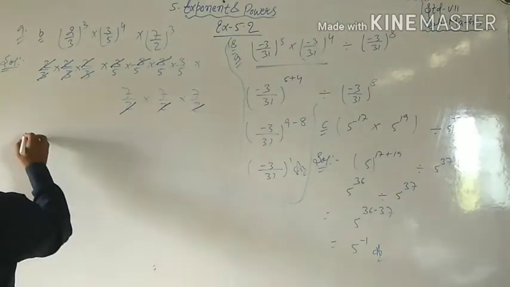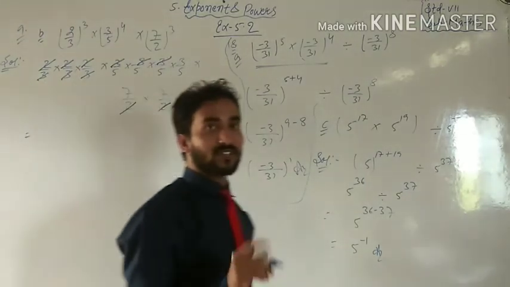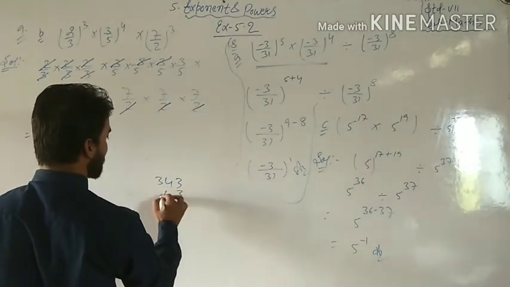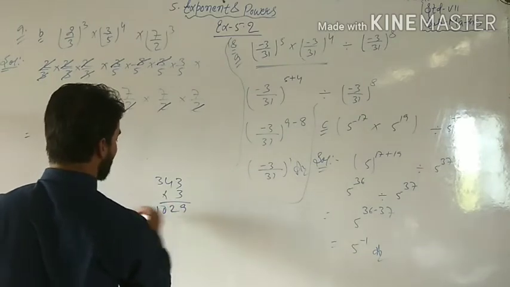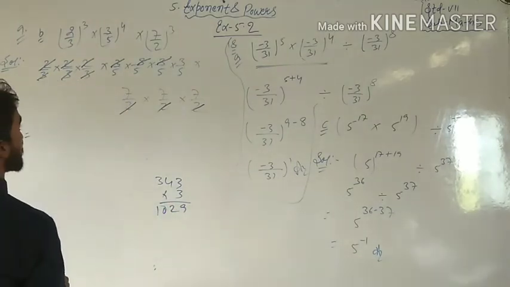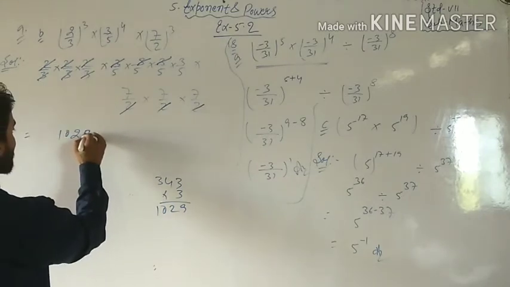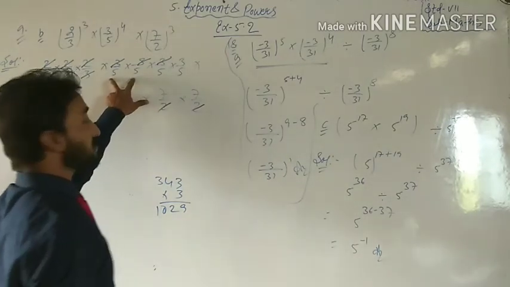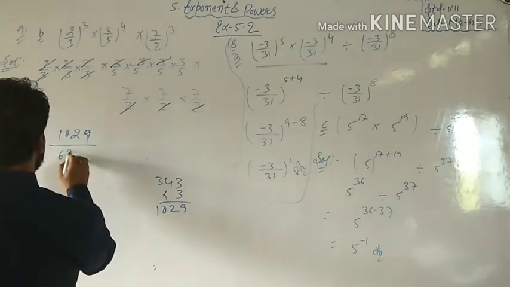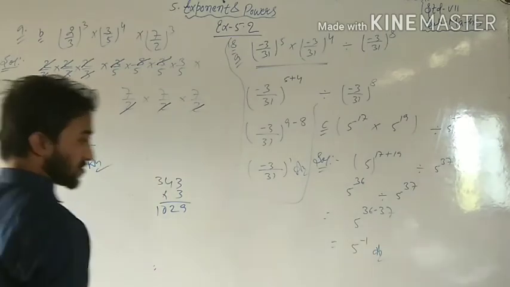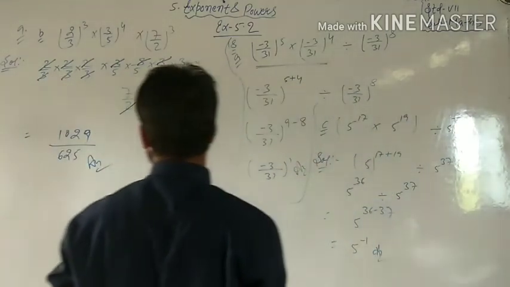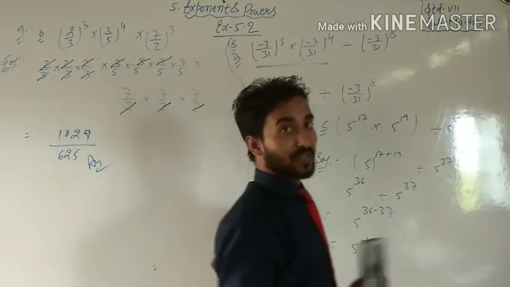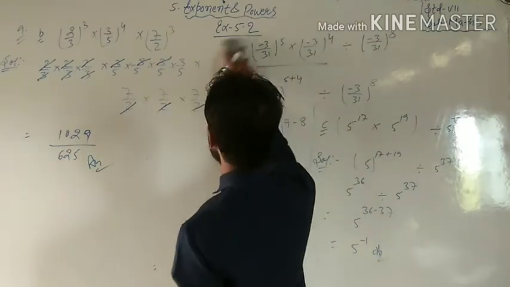Are you getting my point? What answer will be there? 7 7s are 49, 49 7s are 343, and 343 into 3 is 1029. Students, you can check. And 5 fives are 25, 25 into 25 is 625. Students, it is your answer. You can check the multiplication yourself, somewhere there may be a mistake, so don't mind it.